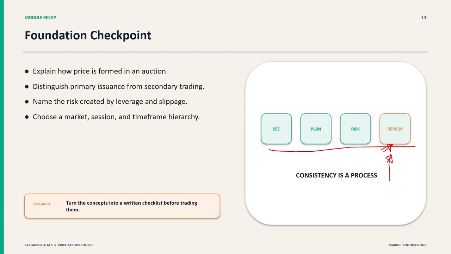In the next video, we are starting candlestick language. We'll understand the open, high, low, close of a candle and what the candle is actually telling us about buyers and sellers. Go through your notes once and make the small checklist which I mentioned above.